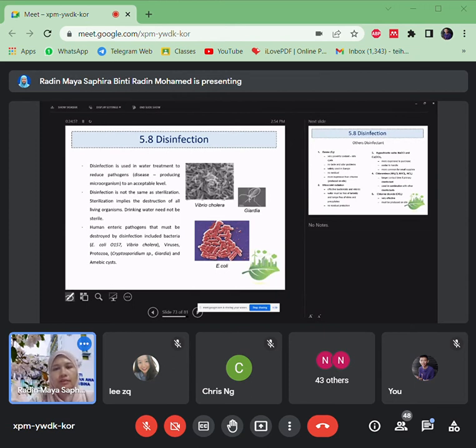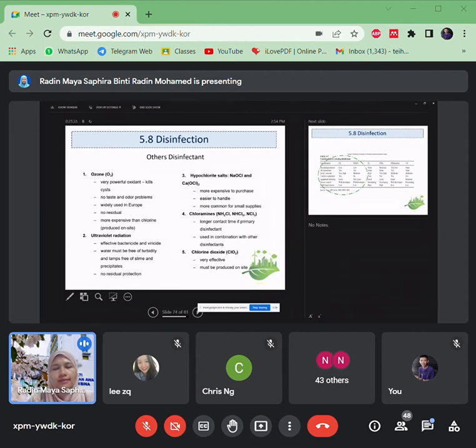Okay, certain viruses, as you know that now we are living in a time where we have come to know about viruses. There are so many viruses in the water system. That means we cannot see them with our naked eyes. So we need to disinfect them by using a certain mechanism. In this case, for example, chlorine.